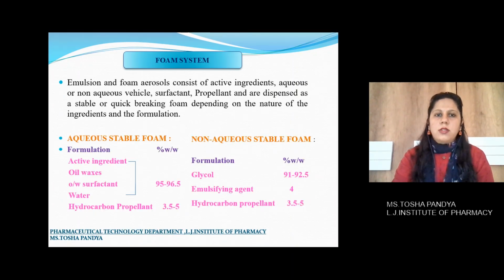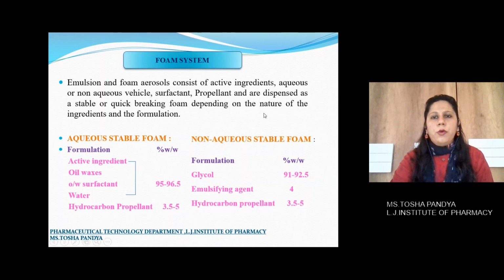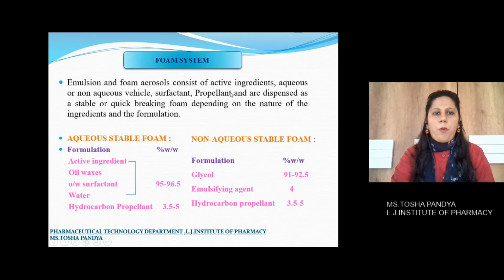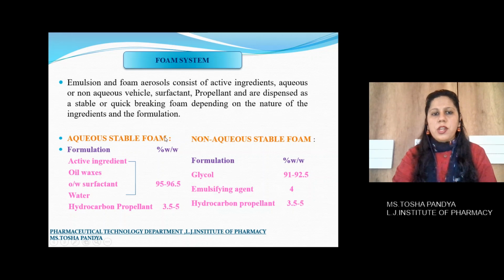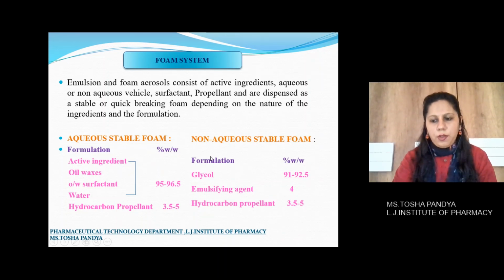The foam systems are composed of aqueous or non-aqueous vehicles, surfactants and propellants, which may give a stable foam or a quick breaking foam depending on the nature of the ingredients and the formulation. So the first type is the stable foams, which are again divided into aqueous stable foam and non-aqueous stable foam because of the ingredients they are composed of.